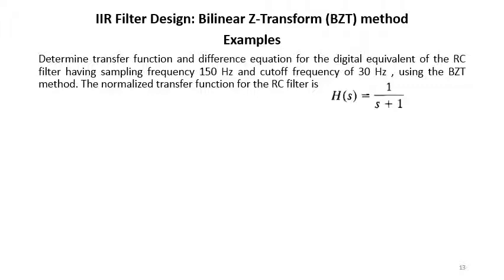Okay, so the first example is: determine the transfer function and the difference equation for the digital evaluation of the RC filter having a sampling frequency of 150 Hz and a cutoff frequency of 30 Hz. And we are given that we have to use the BZT method. The normalized transfer function for the RC filter is given as this one. Because we are not told, we are just given the sampling frequency and the cutoff frequency.